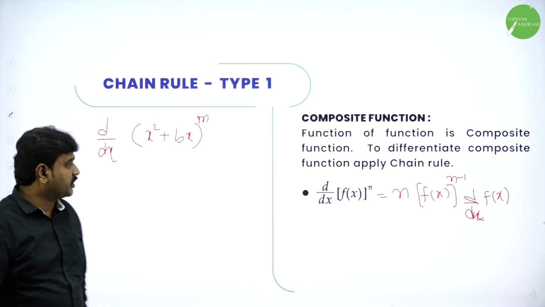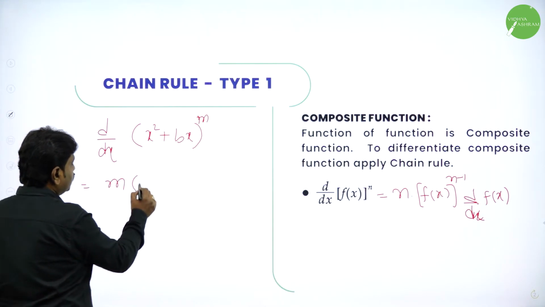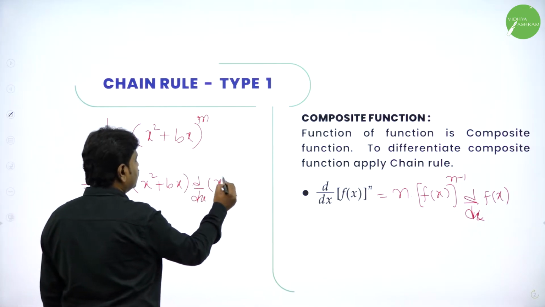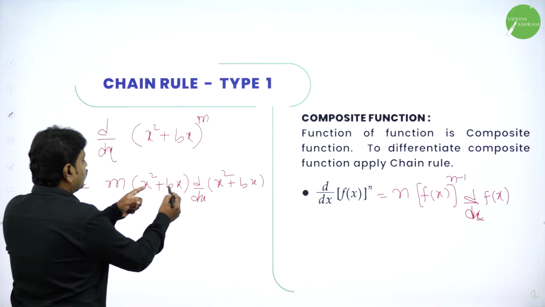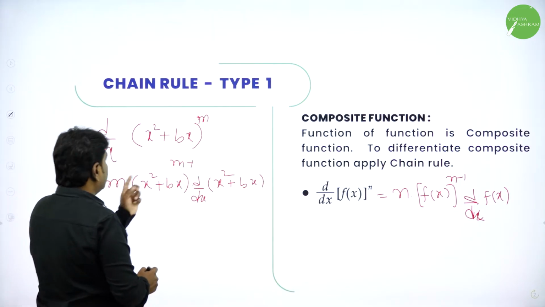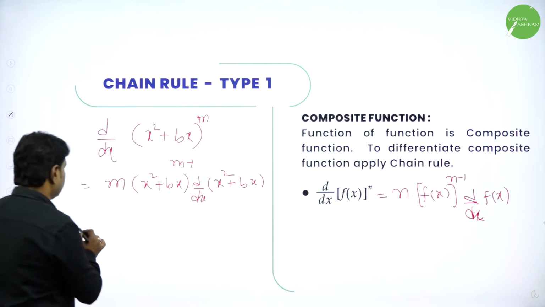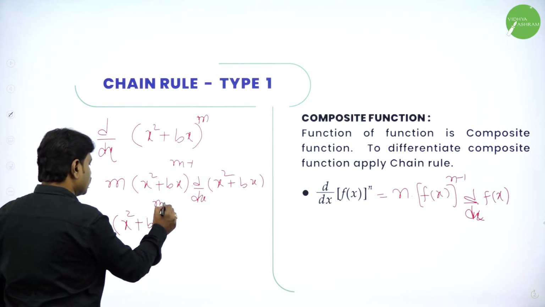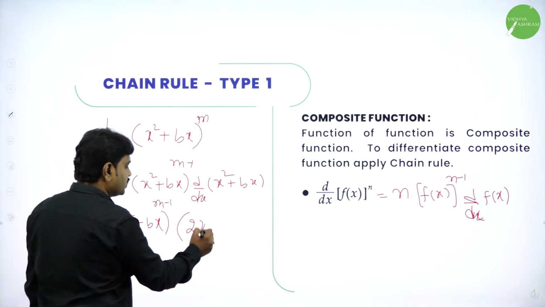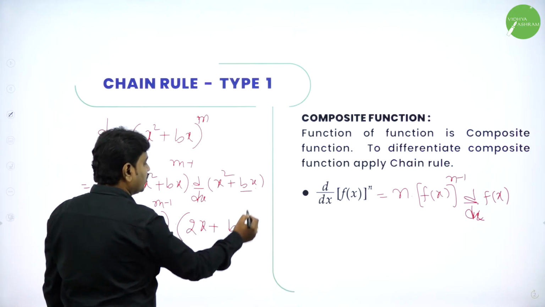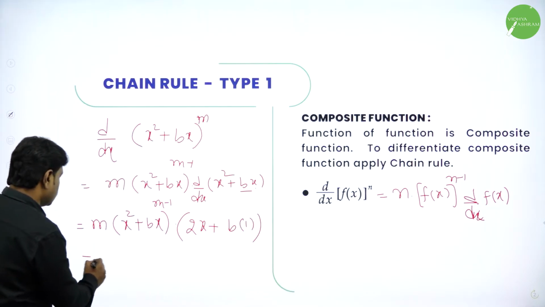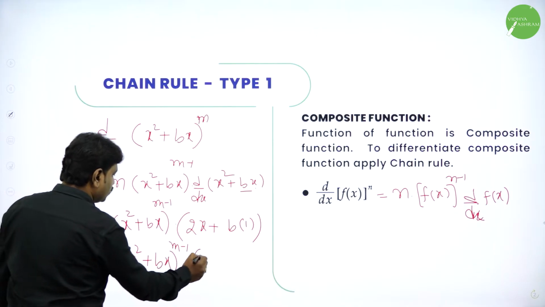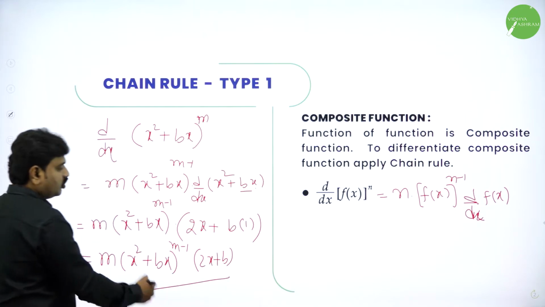It is in the form of f of x power n. What is the derivative? m into (x square plus bx), into d by dx of the internal function. What is the internal function? x square plus bx. m into (x square plus bx) power m minus 1. Instead of n, we have m, into d by dx of the internal function. So this will become m into (x square plus bx) power m minus 1 into d by dx of x square, which is 2x, plus b is constant, take it out. Derivative of x, d by dx of x is how much? 1. So m into (x square plus bx) whole power m minus 1 into (2x plus b) is the answer. Hope all of you understood.